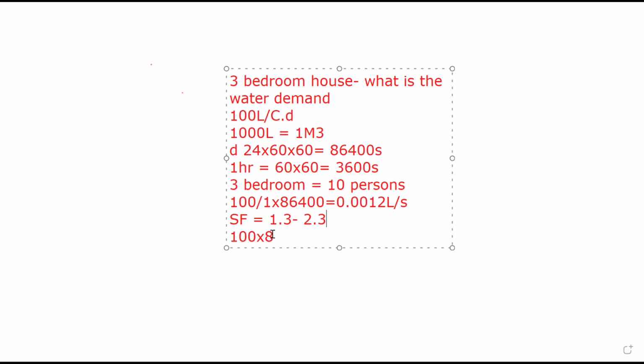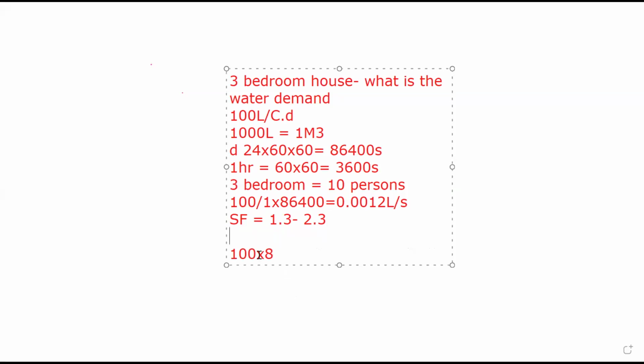So now, back to the 3-bedroom. Now that I have 100 liters for one person, multiply by 8 persons, I will now multiply by safety factor. Let me choose 2. That becomes 100 times 8 times 2. It means I need 1,600. Yes, we assume 10 persons, sorry, 8 here. Well, 10 is on the high side, but let's just assume it. So this becomes 2,000.